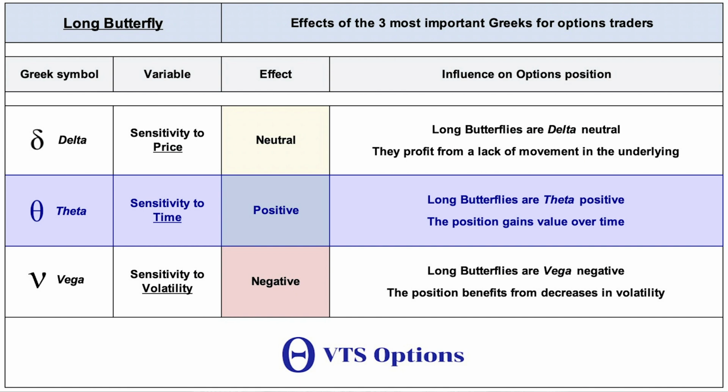Theta is an option sensitivity to time. Butterflies are theta positive, meaning the position gains value with the passage of time. Every day that goes by, the contract does decay a little bit, and butterflies benefit from that positive theta. And lastly, Vega is an option sensitivity to volatility. Butterflies are Vega negative, meaning they benefit from decreases in volatility.